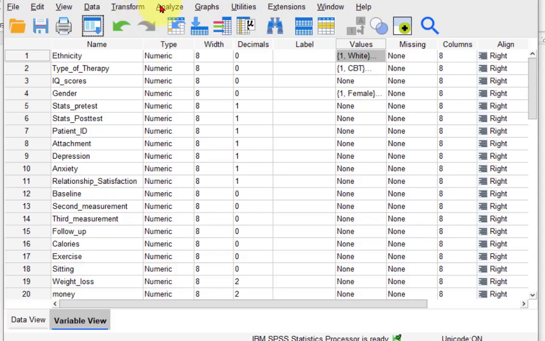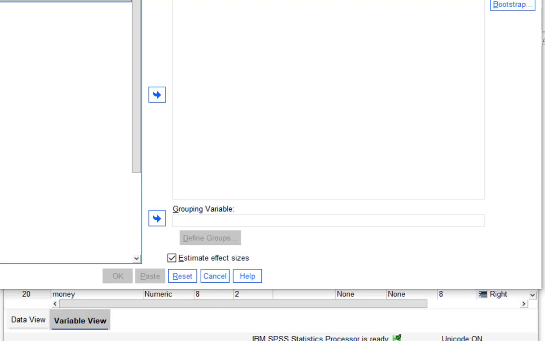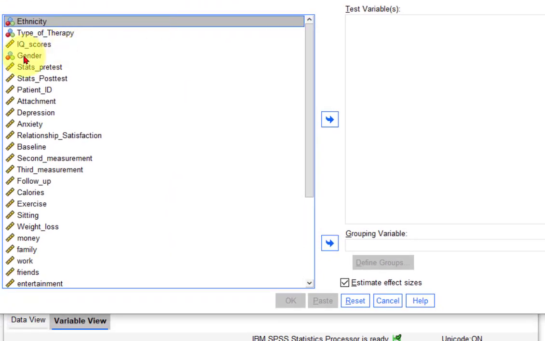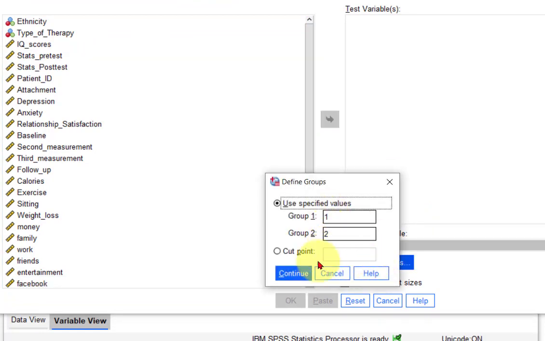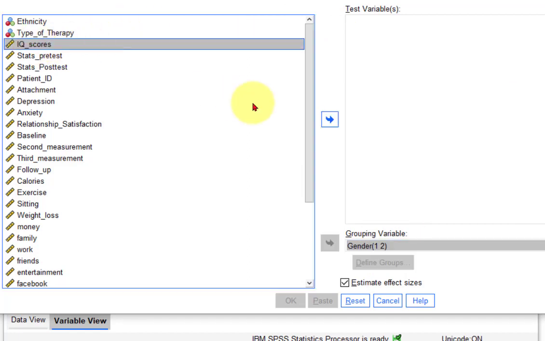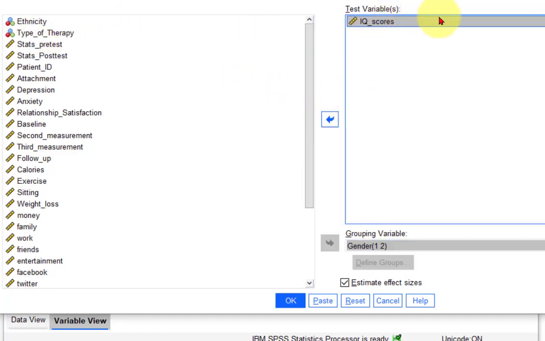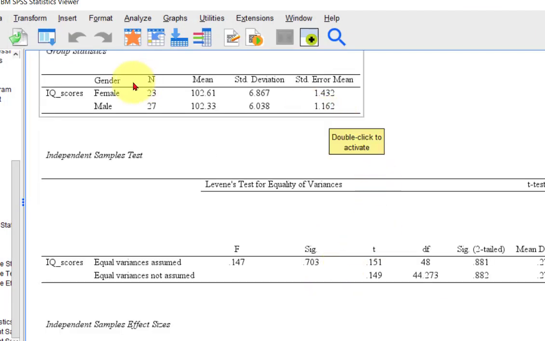So we're going to go to Analyze, Compare Means. Again, that's what t-tests do, independent samples. So let's get our gender as our grouper down here. And I believe we used 1 and 2. If not, the machine will tell us here. And we want IQ scores as the test variable. That's the DV. And I think that's all we need. So there's all our information. So the averages are real close to each other.